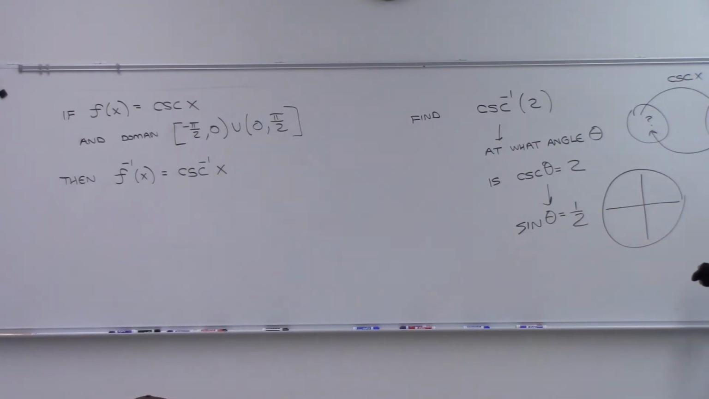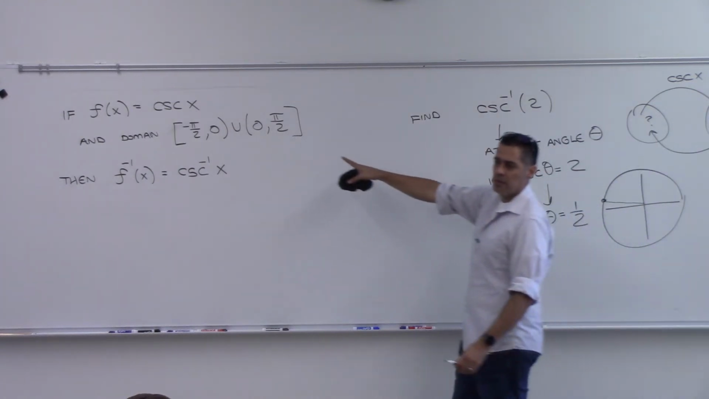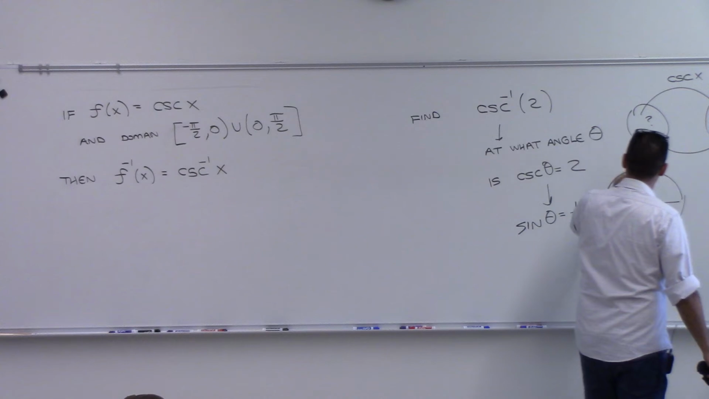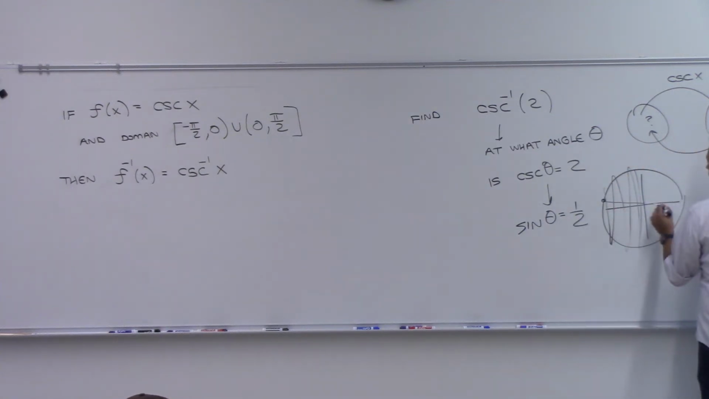Everyone agree that pi over 6? Why not 5 pi over 6? Why not right here? Domain restriction, right? We're not allowed to look over here. So we just want to look here. That's 1/2 right there, and so the reciprocal of 1/2 would be 2. Got me? Let's do another one.